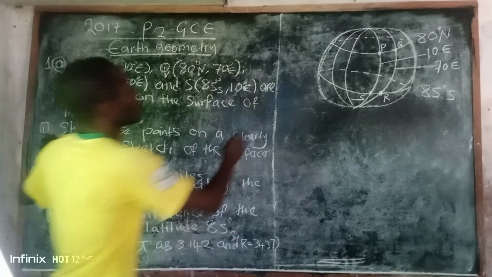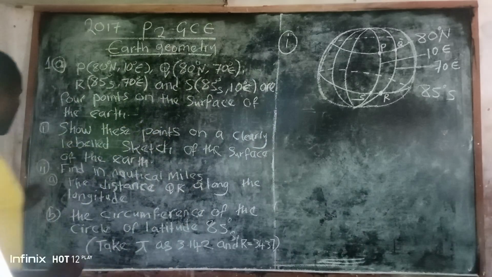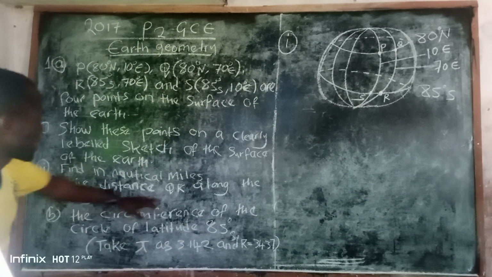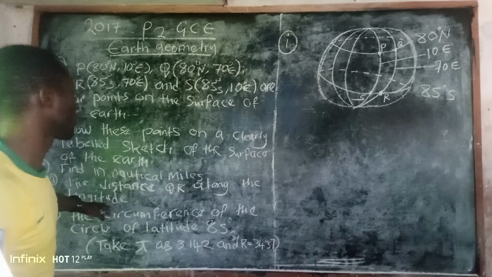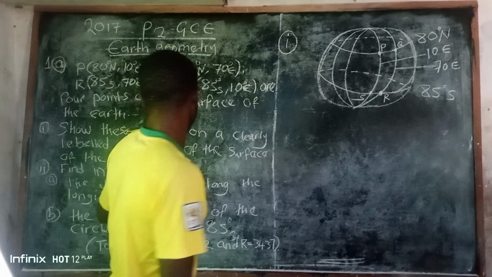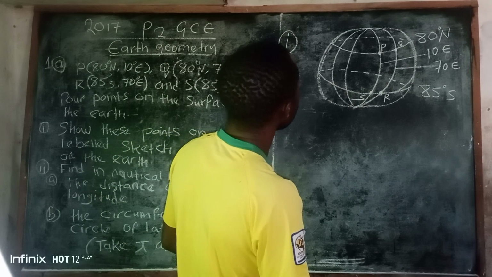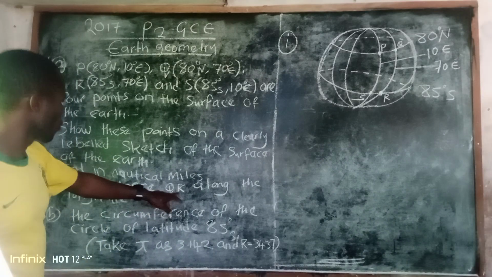So quickly we go to the next one. The next question says, find in nautical miles the distance QR along the longitude. The distance between Q and R.